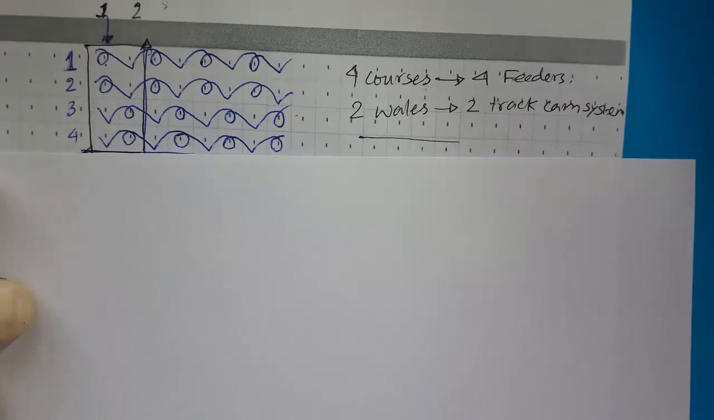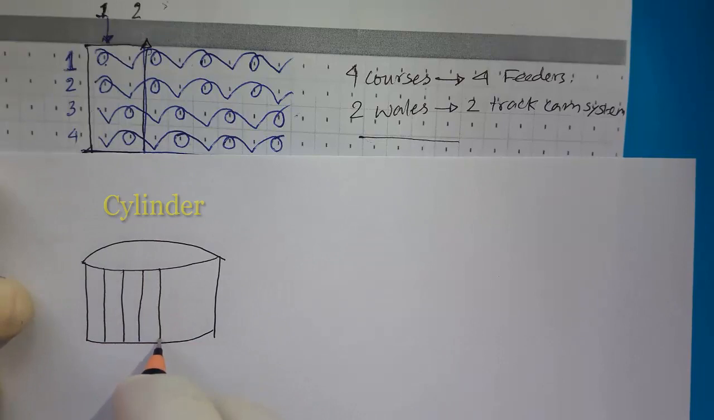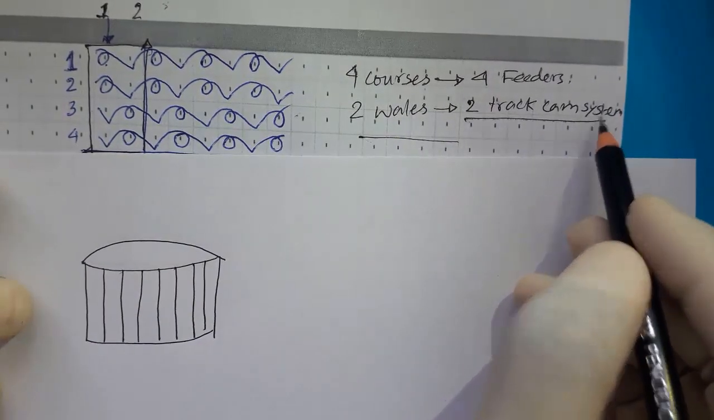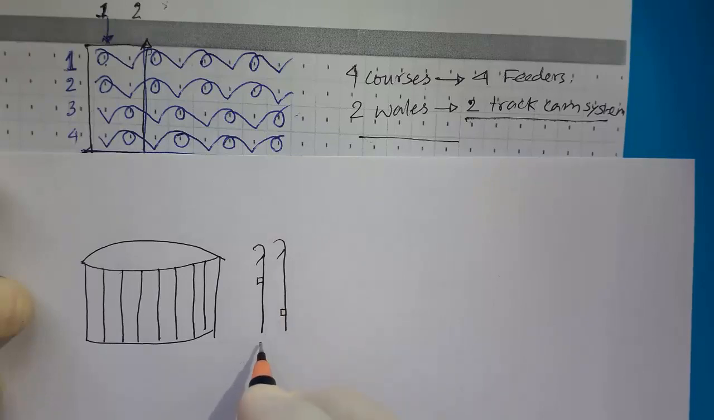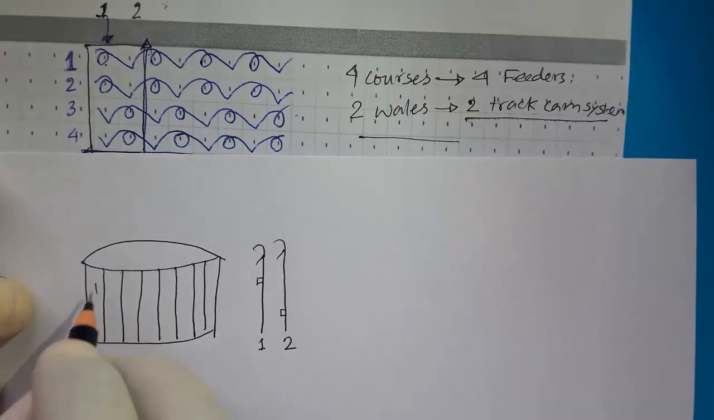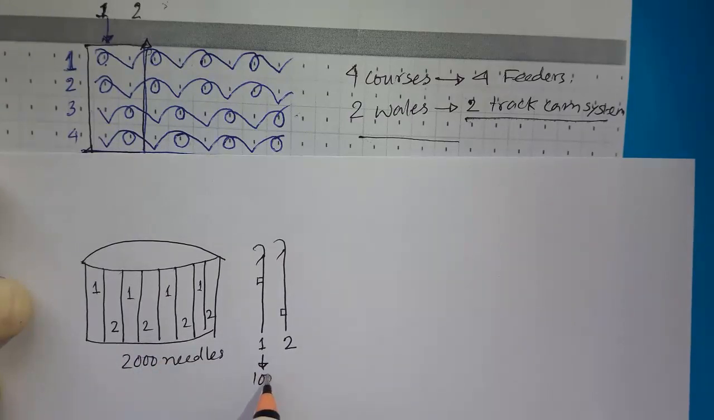Needle set-out and cam arrangement for polo-pique structure. As this is a single jersey derivative, it will be produced in a single jersey machine. I am drawing a cylinder here. These are the needle tricks where the needles are placed in the cylinder. As we saw earlier, the 2 track cam system will be required, so the needles will be in 2 butt positions. This is needle number 1 and this is needle number 2, and the cylinder will be occupied with alternate needles: 1 2 1 2. If there are 2000 needles, butt position one needles will be 1000 and butt position two needles will be 1000.